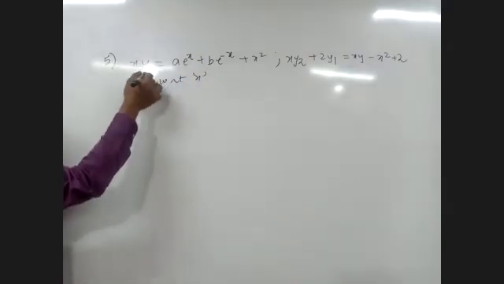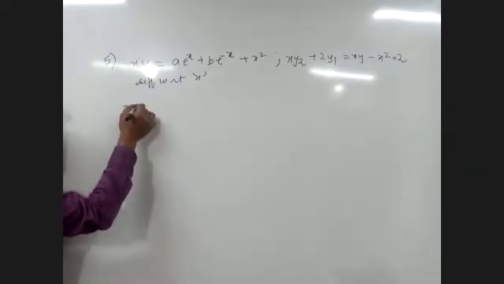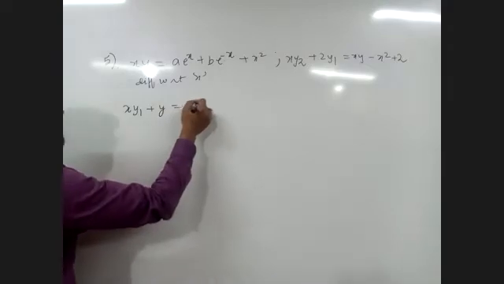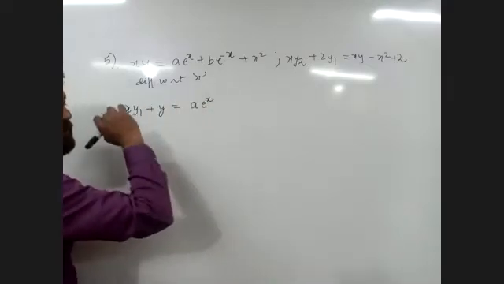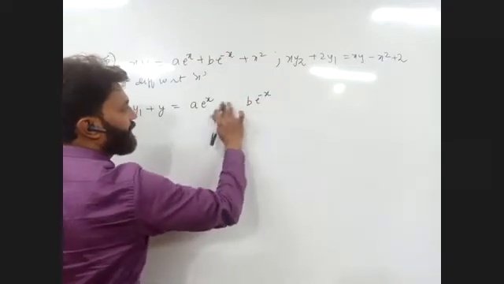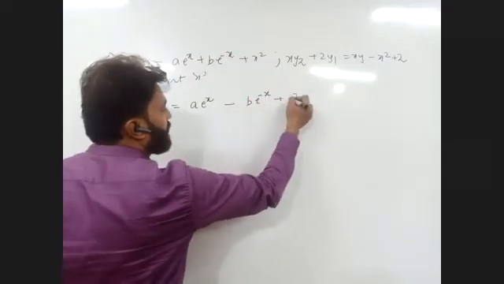Differential of, that is xy. So x as it is, differential of y, y1. y as it is, differential of x, 1. a as it is, differential of e to the power x, e to the power x. b as it is, differential of e to the power x, e to the power minus x into minus 1, plus 2.